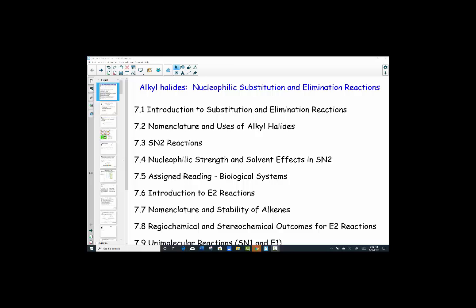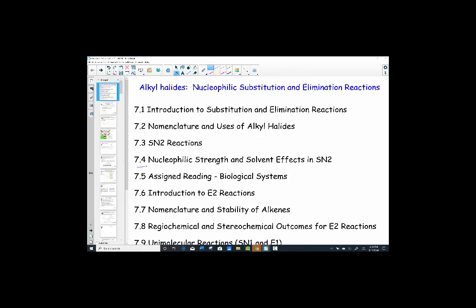We're beginning chapter 7 today, looking at alkyl halides and nucleophilic substitution reactions and elimination reactions. In our first lesson today, we are going to investigate what an alkyl halide is. Our topic today will be substitution reactions and elimination reactions and nomenclature practice with alkyl halides.